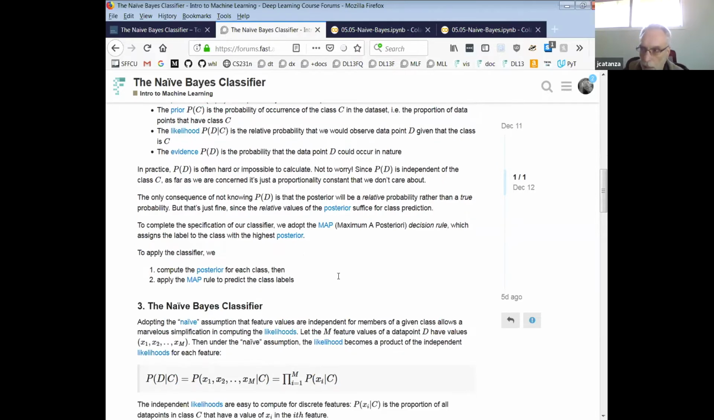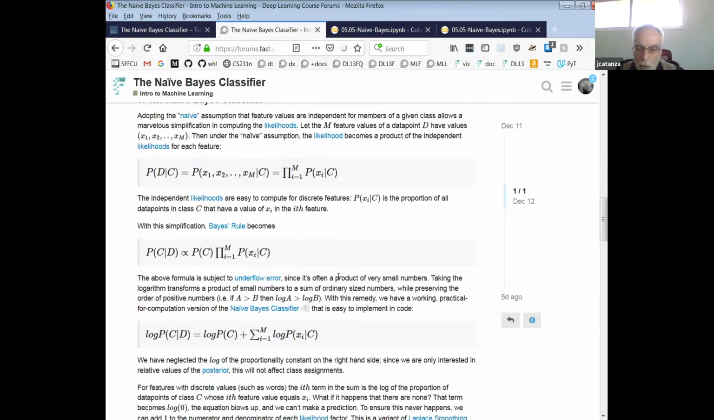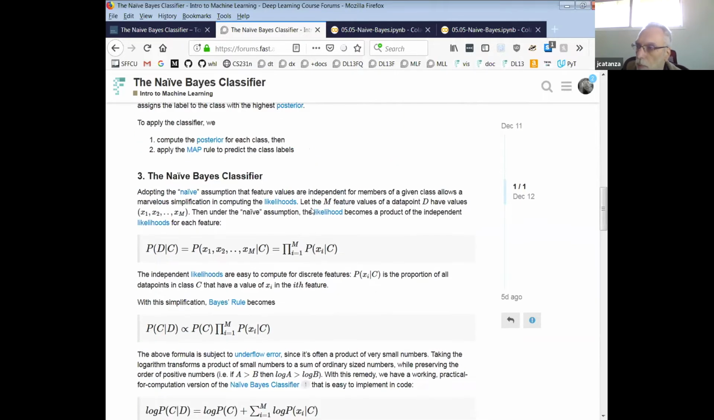So the naive Bayes classifier just goes one step farther and says, let's assume that the feature values of a given data point are all independent. In other words, if you have two features like height and weight, suppose you're classifying human beings by their height and weight, then the naive assumption is that the feature values are independent of each other. That is, that the height, for example, would be independent of the weight.